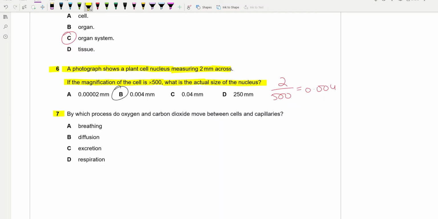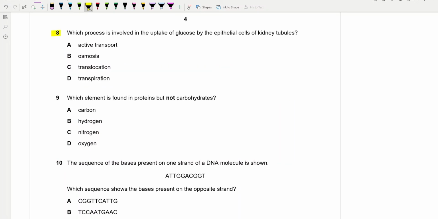Question number 7. By which process do oxygen and carbon dioxide move between cells and capillaries? So the process is called diffusion. The correct option would be option B. Question number 8. Which process is involved in the uptake of glucose by the epithelial cells of kidney tubules? The process is called active transport, as the concentration is high outside the kidney. Option A.